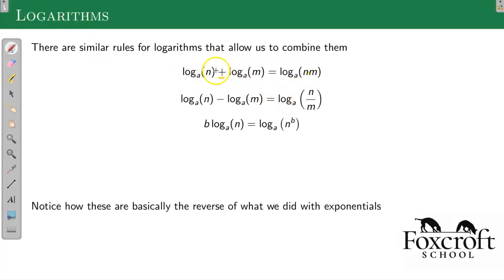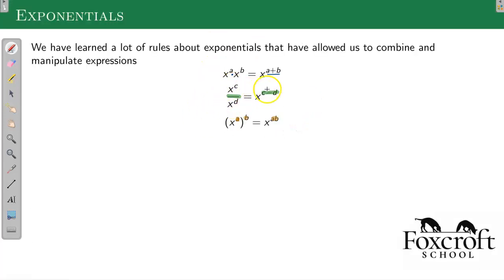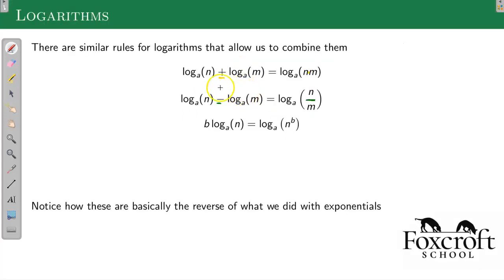The next one is just the opposite. If I subtract instead of add, I'm going to divide instead of multiply. Again, that's the opposite of this one. Division leads to subtraction. For logs, subtraction leads to division.